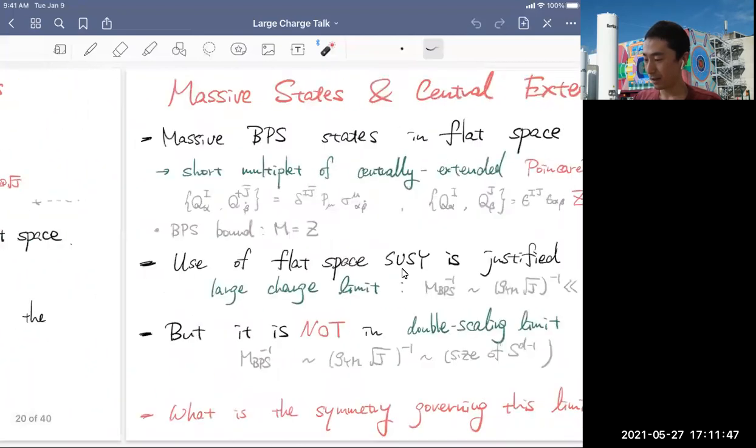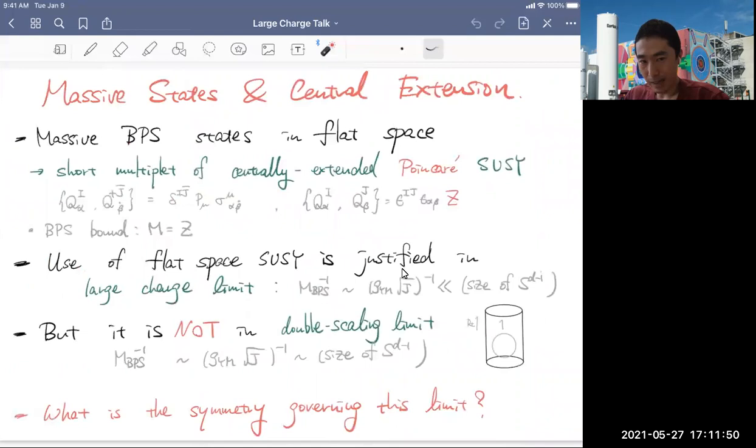So, let me just remind you, what are these massive BPS states? Of course, I guess many of you know, massive BPS states in flat space are basically short multiplets of centrally extended Poincare supersymmetry. So this is like N=2 Poincare SUSY, and we have some extra central extension in the anti-commutator of Qs. The representation which satisfies the BPS bound, where m equals z, is a short multiplet, and it's the one that's responsible for the exponentially small correction.